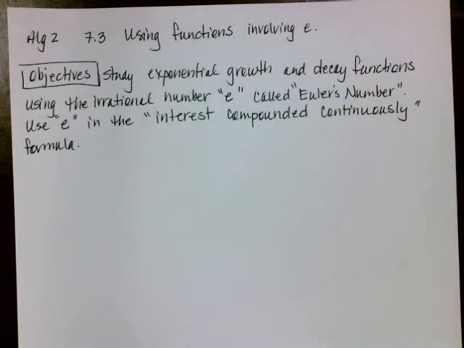Hello ladies and gentlemen, we're going to do 7.3 today using functions involving e. Our objectives say that we're going to study exponential growth and decay using the irrational number e. It is called Euler's number, and we will talk about where it comes from, the compound interest formula.